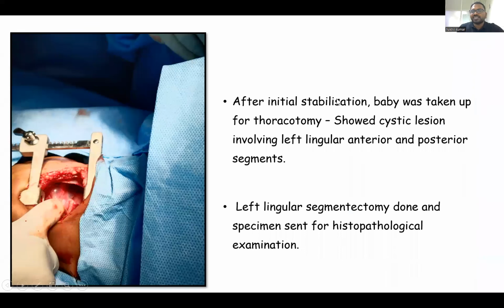So after the initial stabilization, the baby was taken for thoracotomy, which showed a cystic lesion involving the left lingular anterior and posterior segments. Here we can see the cystic lesion, multiple cystic lesions are there. So left lingular segmentectomy was done and the specimen was sent for histopathological examination.